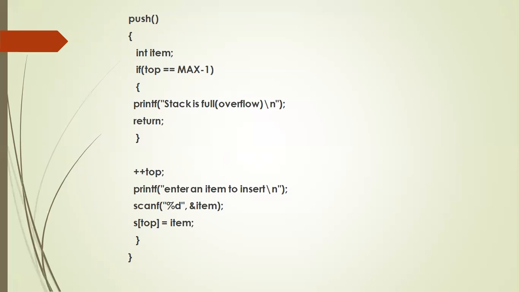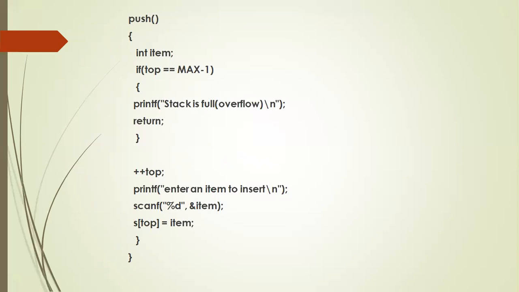Next, go backward. Next time also give choice equal to 1. So now top is how much? By the end of this one, top value will be 3. Next, top is 3 and max -1 is 4. 3 equal to 4 is false. Then again increment top. So top from 3 becomes now 4. Now take another item, 50. 50, put it in S of 4. So now top value is 4.